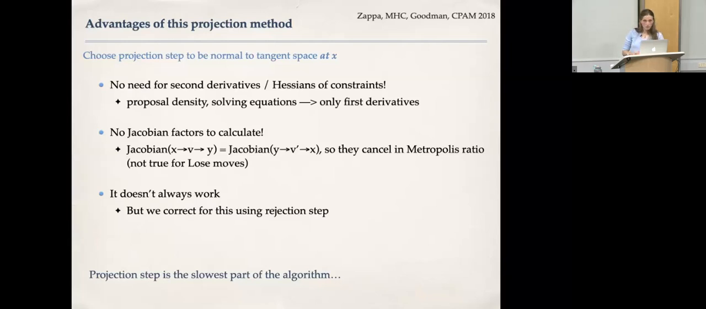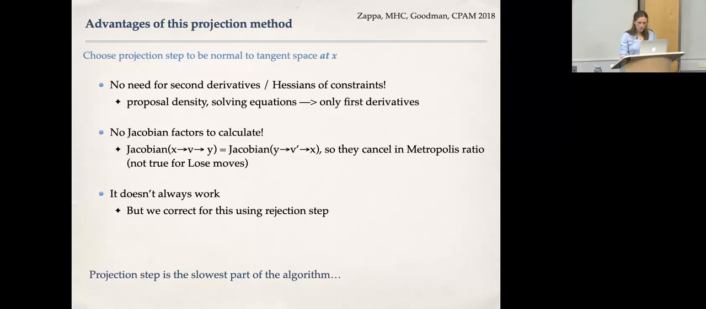This kind of projection doesn't always work because it doesn't always exist. Sometimes there's just no point that intersects the manifold, or our nonlinear solver doesn't always converge if we're being a little sloppy. We don't want to throw a lot of resources at solving this problem, so we just want to do it quickly. But we can correct for this using the rejection step. It's actually okay if this projection doesn't work or if our solver fails. We just reject our move, and we also have to check the reverse projection for detailed balance, but it ends up being okay. But I will say this projection step is the slowest part of the algorithm, solving these nonlinear equations, as you can imagine.